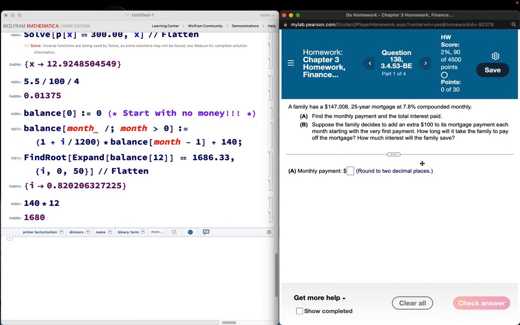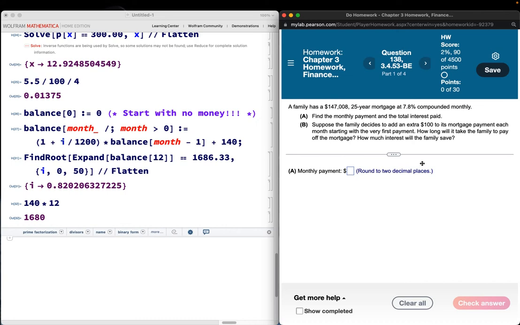A family has a $147,008 25-year mortgage at 7.8% compounded monthly. So this problem is divided into two parts. Find the monthly payment and the total interest paid.